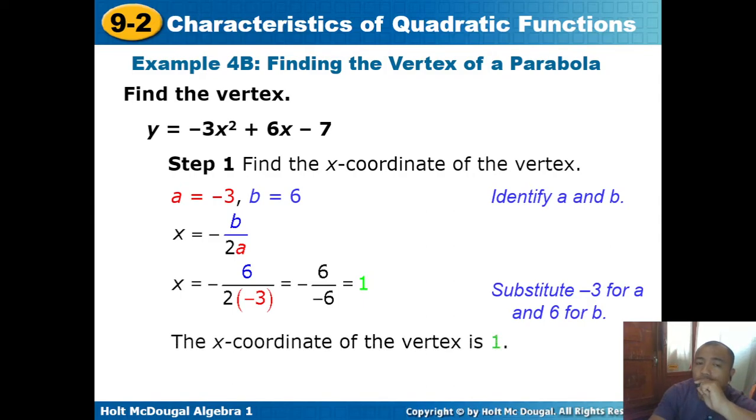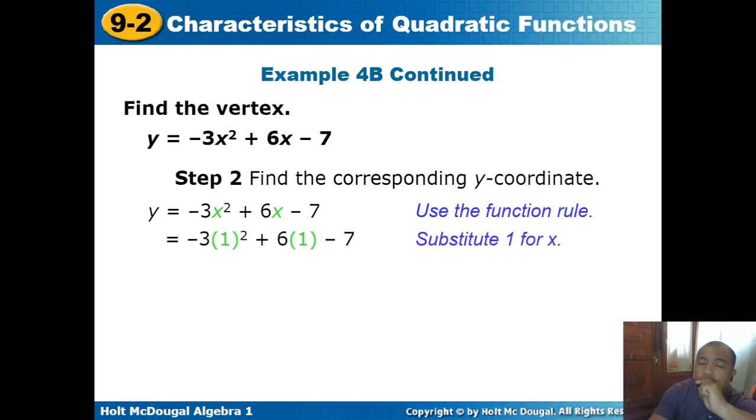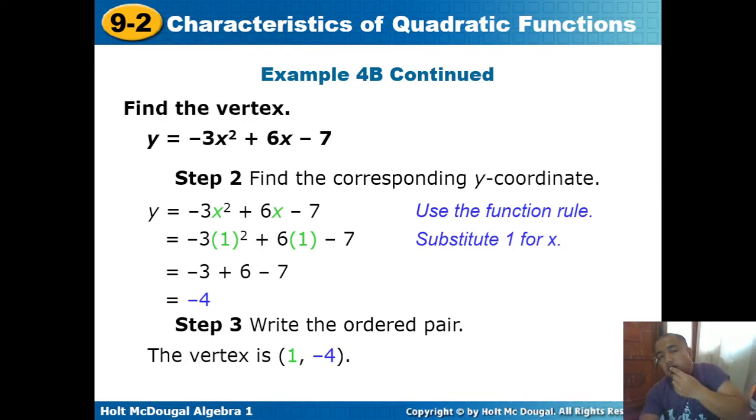How about the y-coordinate? Use the function rule. Substitute the value of x, which is 1, into the original equation: negative 3 times 1 squared plus 6 times 1 minus 7. We have negative 3 plus 6 minus 7, which is negative 4. So therefore, the vertex is (1, negative 4). Can you follow, class? I hope so.